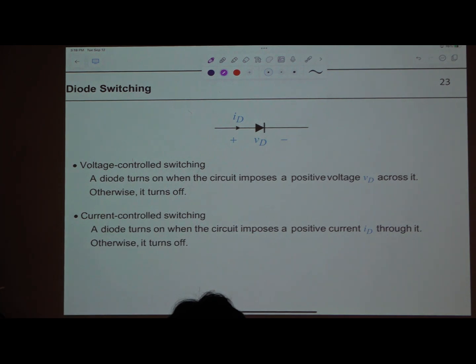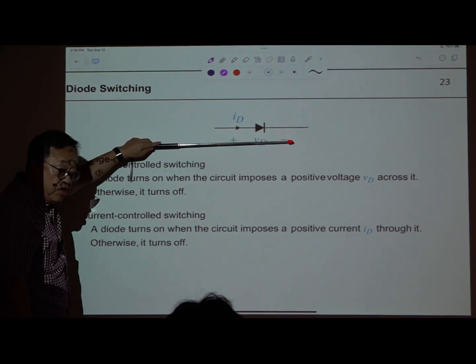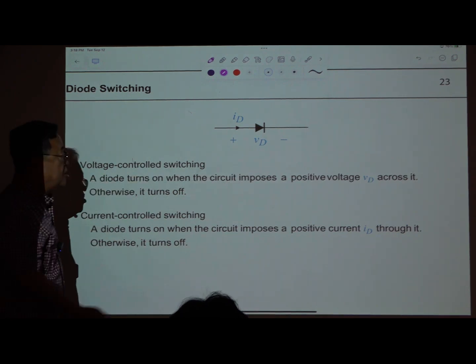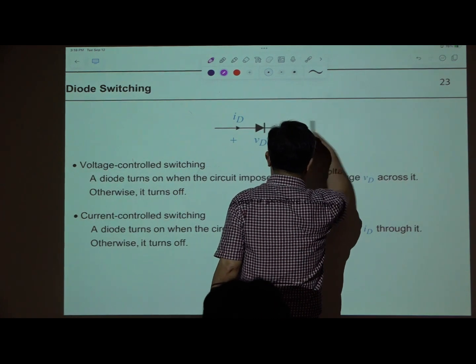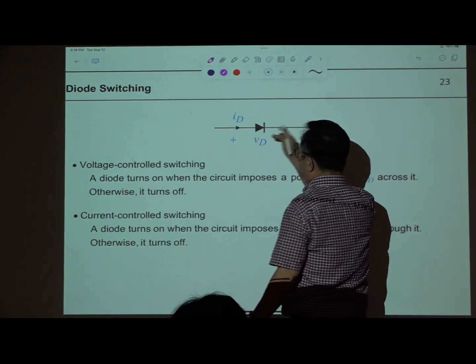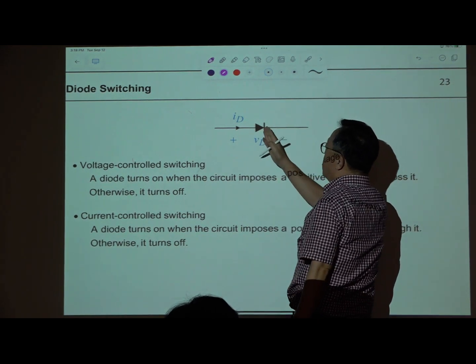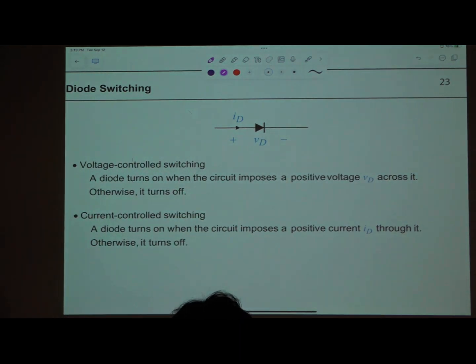All right. The other way is determining the status of the diode using the current. If the external circuit imposes a positive current from anode to cathode, the diode is turned on. Okay, but if the external circuit is pushing current in the opposite direction, from here to there, then the diode is turned off. It's called current controlled turn off. Okay, so knowing the on and off state of the diode is very important, and this helps to understand the status of the diode.